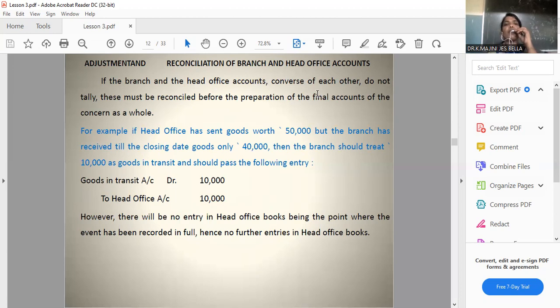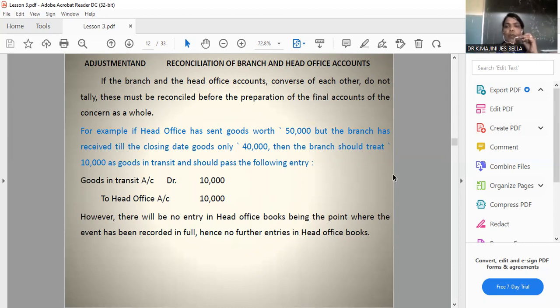Okay. So here we are going to write the journal entry. Goods in transit account debtor 10,000 to head office account 10,000. Why? Because the head office sent goods worth rupees 50,000, but the branch received only 40,000. Due to some transport problem, they lost goods worth rupees 10,000. That's why we are writing such a journal entry.